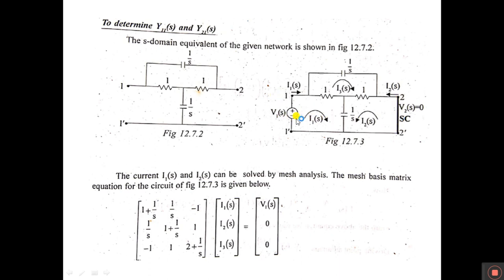Apply voltage at the input terminal, short circuit the output terminal. You can use any method, nodal method or whatever, but the mesh method is convenient. Write the mesh equations, taking currents I1, I2, I3. For this loop the total is 1 plus 1 by s, for this loop 1 plus 1 by s, for this loop 1 plus 1 plus 1 by s, totally 2 plus 1 by s. Here 1 plus 1 by s, and between loops 1 and 2 the common term is 1 by s. Like that you calculate, you know this method.